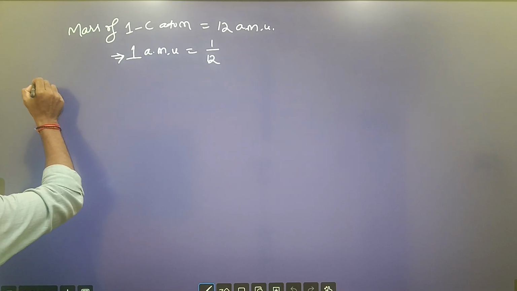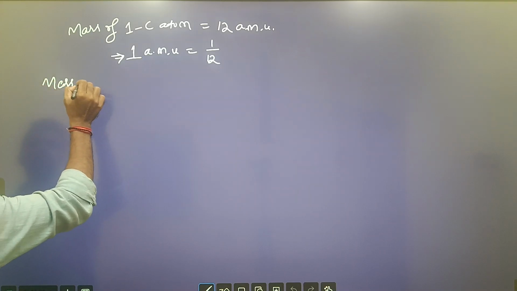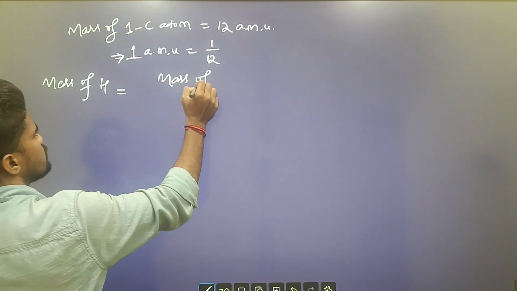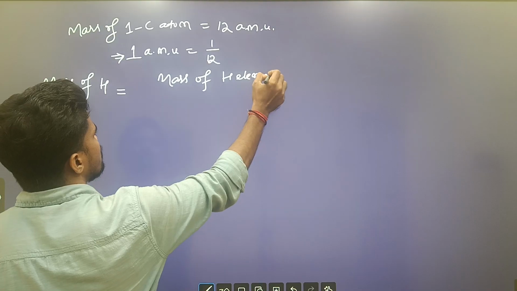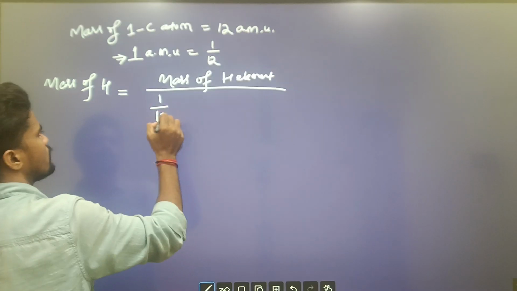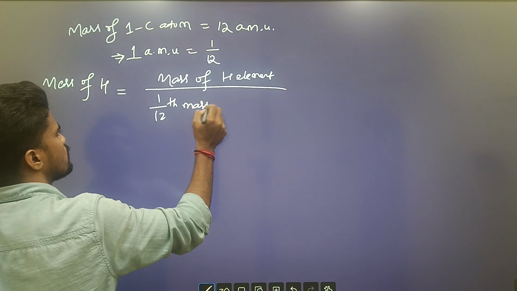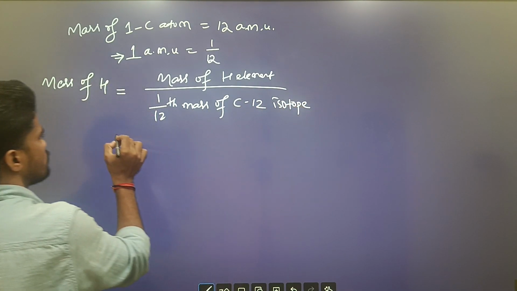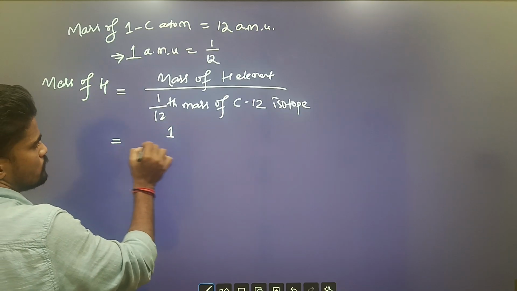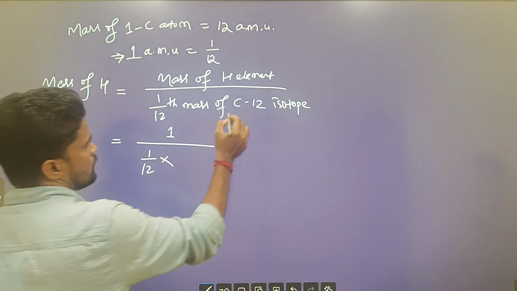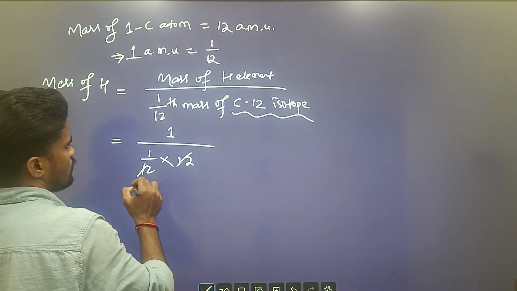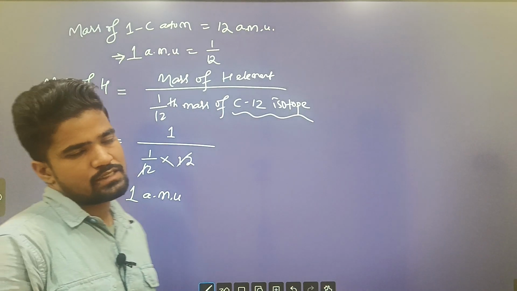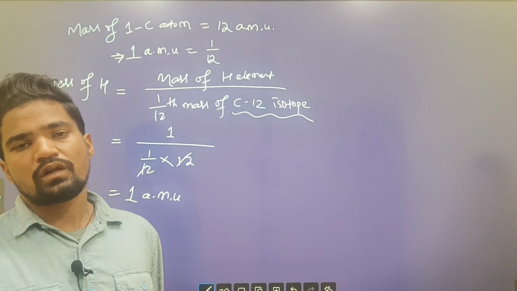So for example, we are calculating the mass of hydrogen. The mass of the hydrogen element divided by 1/12th the mass of the carbon-12 isotope. So this is equal to 1, the mass of hydrogen, upon 1/12 into the mass of carbon-12 isotope, which is 12. So 12 cancels, and what is coming out? 1. So in ancient times scientists calculated on the hydrogen scale.